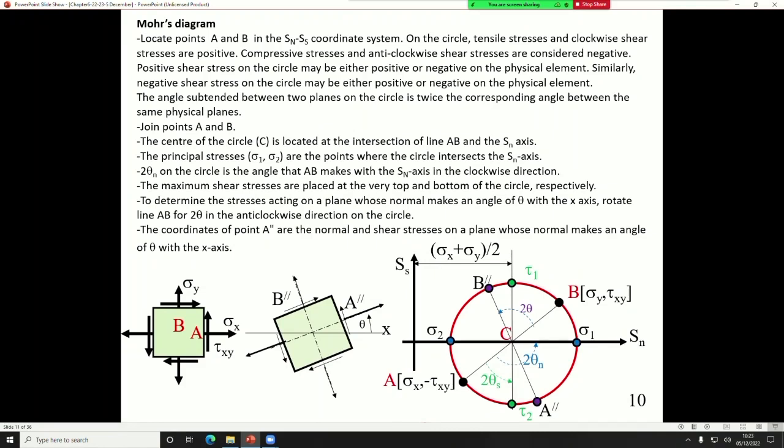So on slides 10 and 11, I've written exactly what you should be doing. It's like cooking instructions. If you just follow it, I'm 100% sure you can draw the circle.